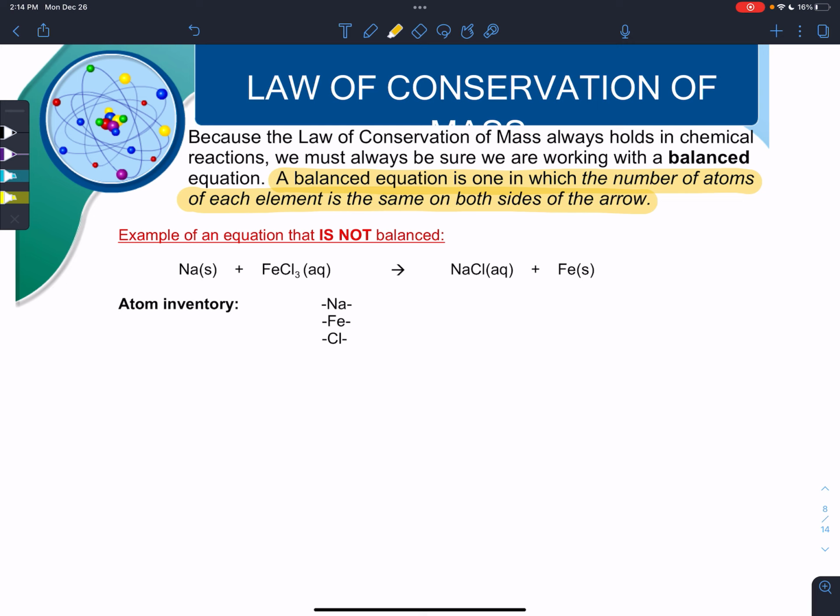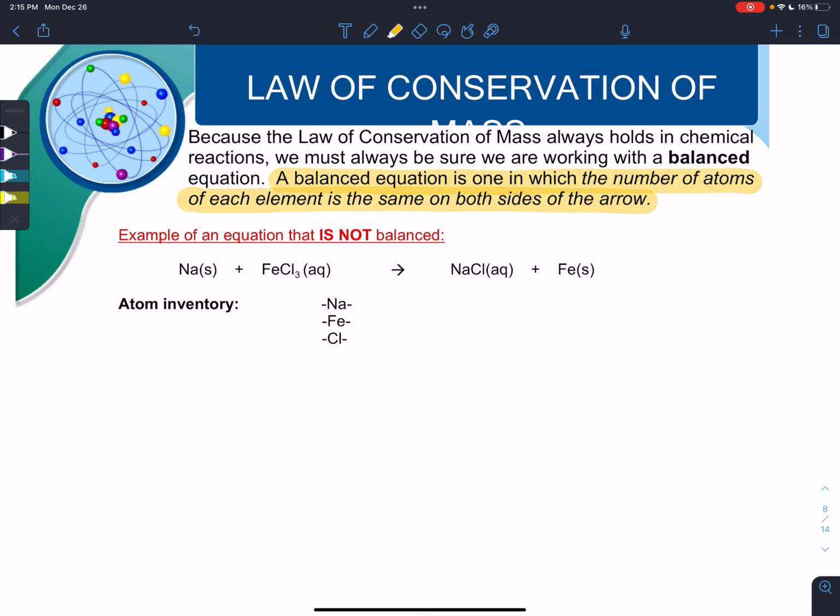Now, when you're doing balanced reactions, there's several ways of doing it. The way that I'm going to show you is the way that is kind of traditionally taught, which is using sort of an atom inventory method. I prefer to simply use trial and error. That's just my style. So I'm going to do atom inventory for the first example, and then after that, I'm going to show you the way that I traditionally like to do it. If you prefer atom inventory, go for it.